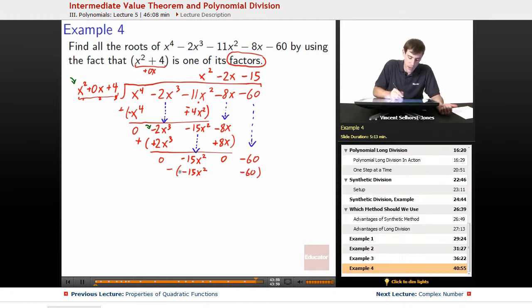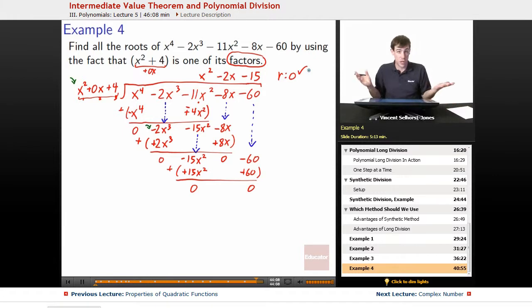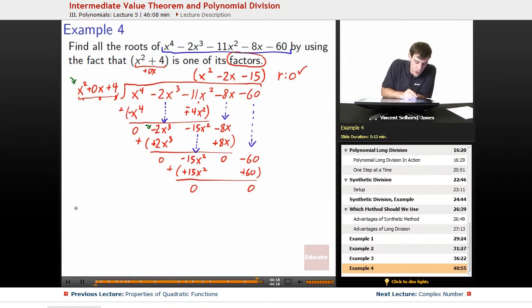We now subtract by all that. Subtraction distributes, turns those into plus signs. We add 0 and 0. We have a remainder of 0, which is good. That should just be the case because we were told it was a factor. So we get x squared minus 2x minus 15. So what is our polynomial? It's another way of stating this polynomial. We could also say this as x squared plus 4 times x squared minus 2x minus 15.